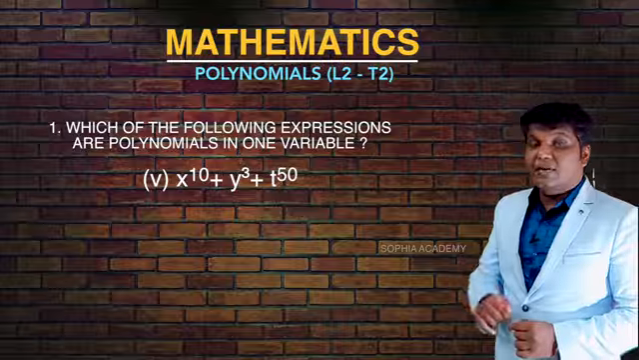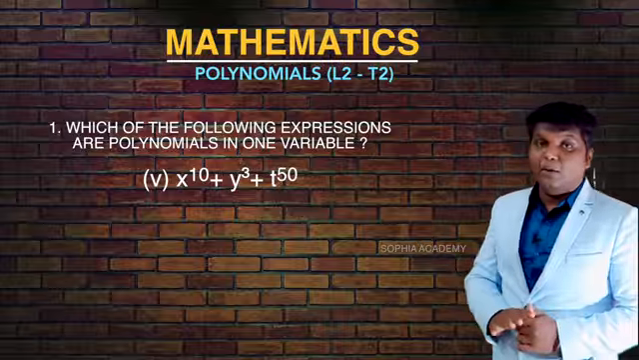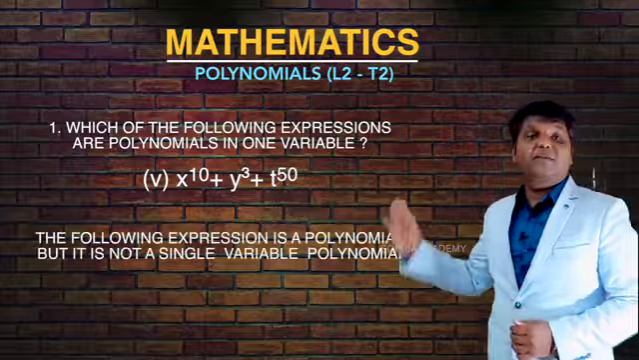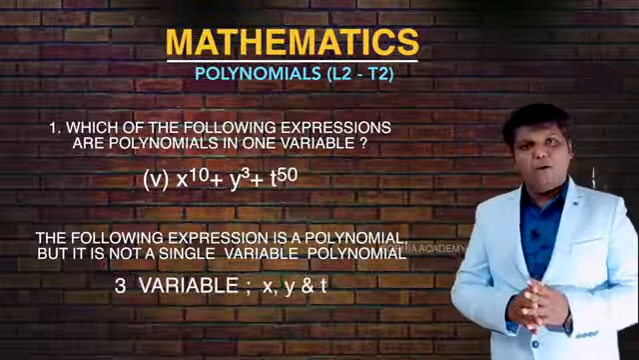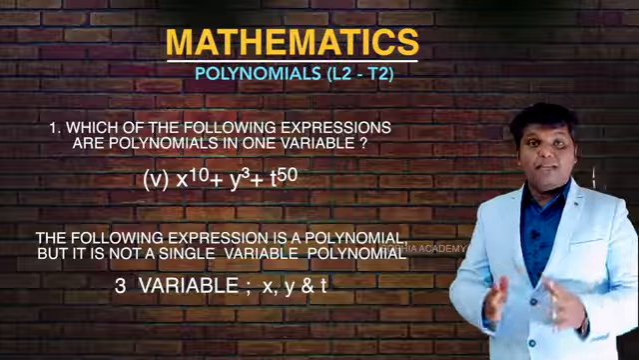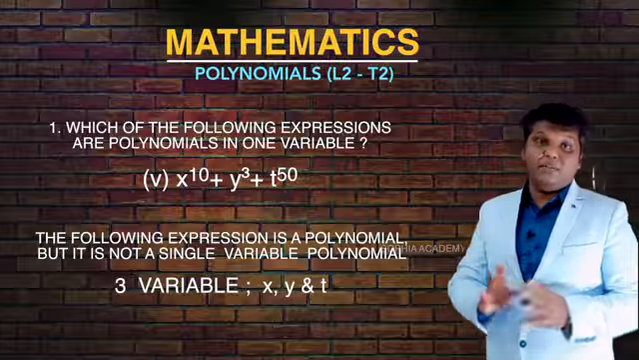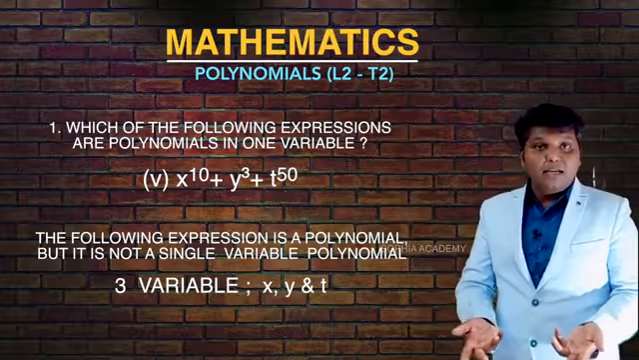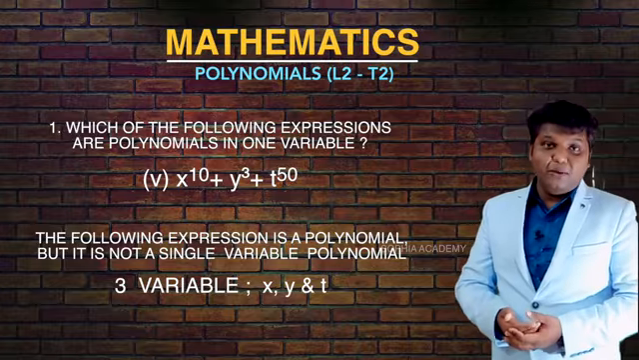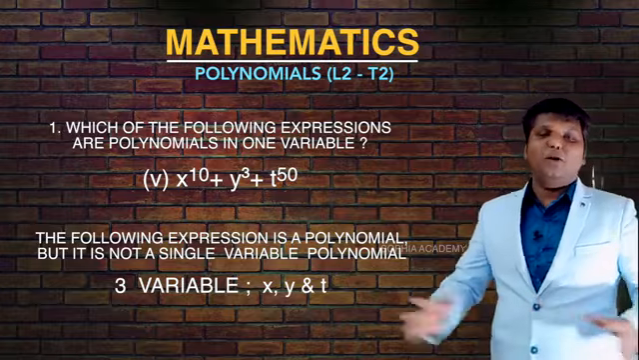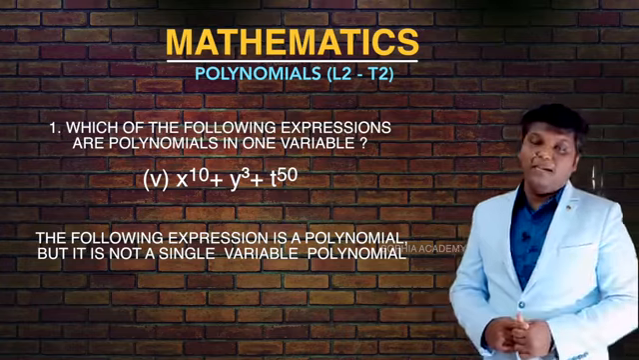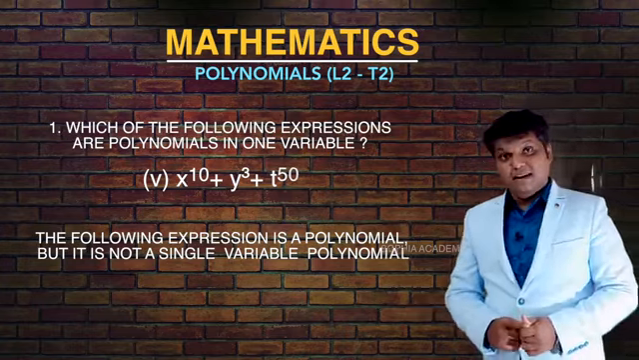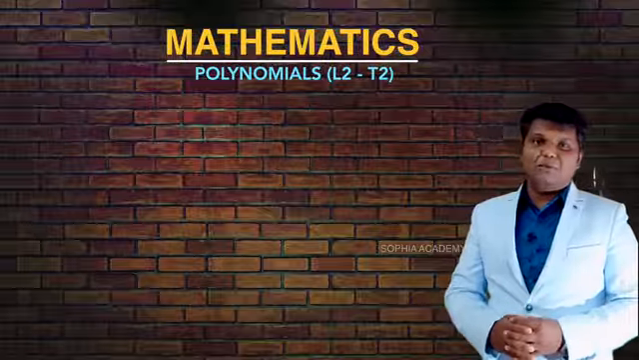Whether it is of a single variable. Is it a single variable polynomial? No. There are 3 variables, x, y and t. So even though it is a polynomial, we will say that it doesn't come under our category, because we need to check whether it is of a single variable. So sadly we have to say that here it is not of a single variable. Even though it is a polynomial, it is not of a single variable. Clear? Let us go to the main question number 2.